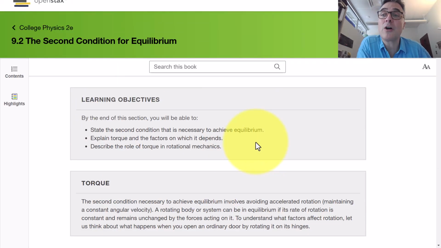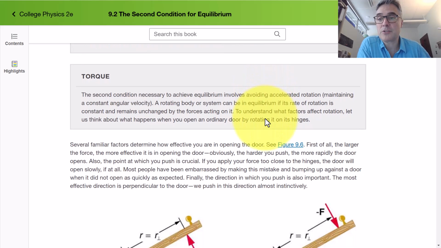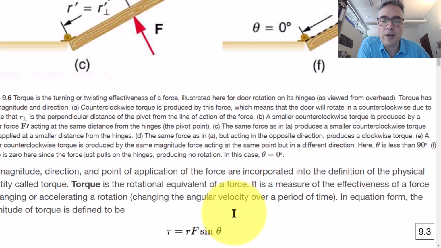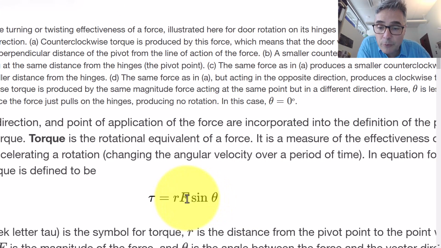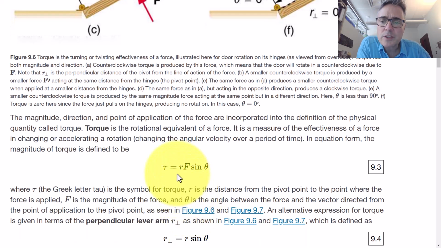Section 9.2 is called the second condition for equilibrium, which is that the torque must be zero. Torque is the rotational equivalent of force, and it involves force. This is an equation for the magnitude of torque: the Greek letter tau is torque. R is the distance from a pivot point to the place where a force is exerted. F is that force, and theta is the angle between the force vector and the vector that goes from the pivot to where you're applying the force.